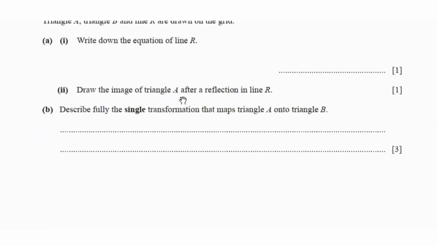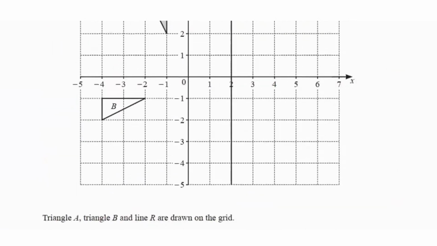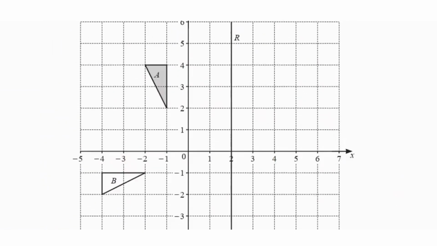Then it says draw the image of triangle A after reflection in the line R. So since it's a reflection, the image is going to be symmetrical. So if we have 1, 2, 3 boxes over here, 1, 2, 3 boxes over here, 1 point over here, and 1 here. Since it's a reflection, it's going to be a mirror image in the line x equals to 2. So this is our answer.